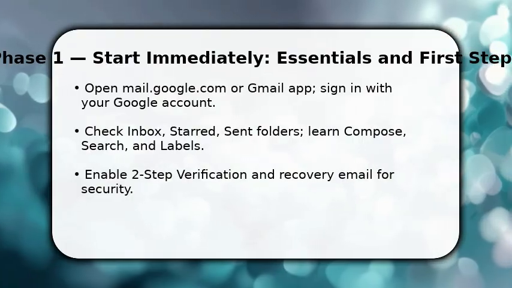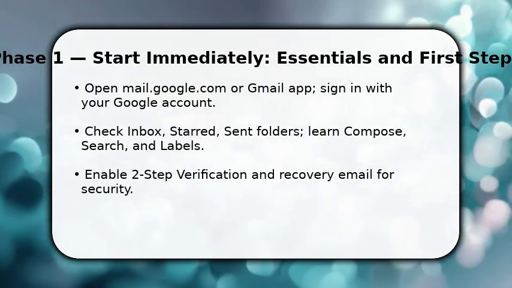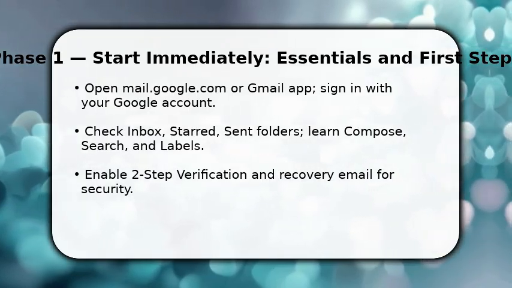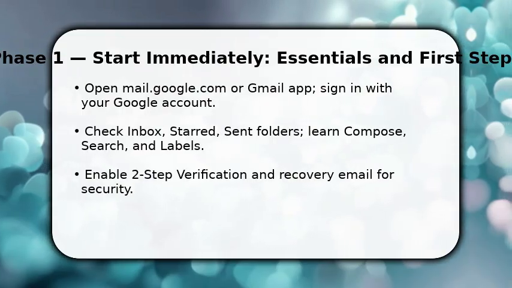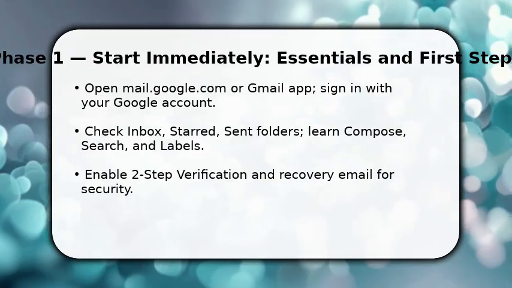You're starting with Gmail. Open mail.google.com or the Gmail app and sign in with your Google account. Once signed in, find Compose to write a message and use Search to locate mail quickly. Make labels and stars now to organize incoming messages as they arrive.